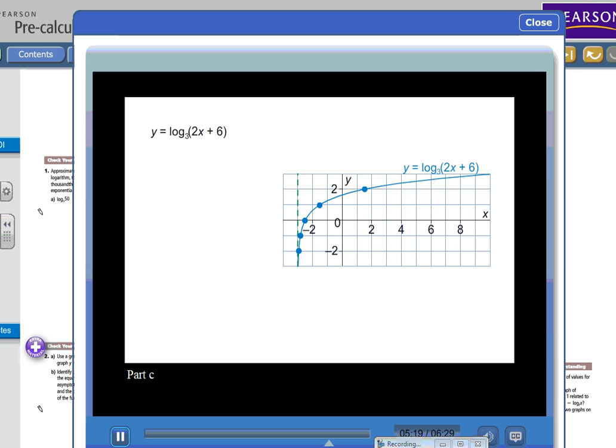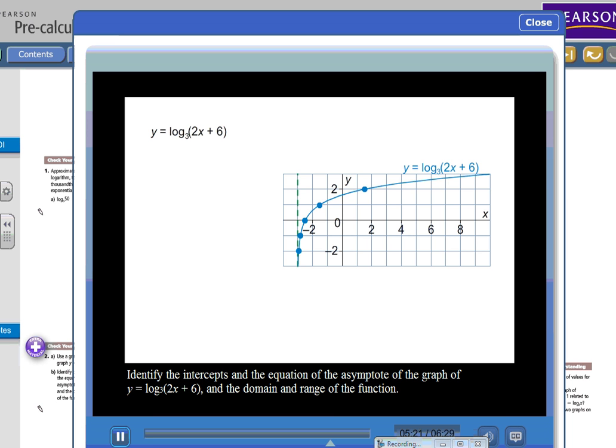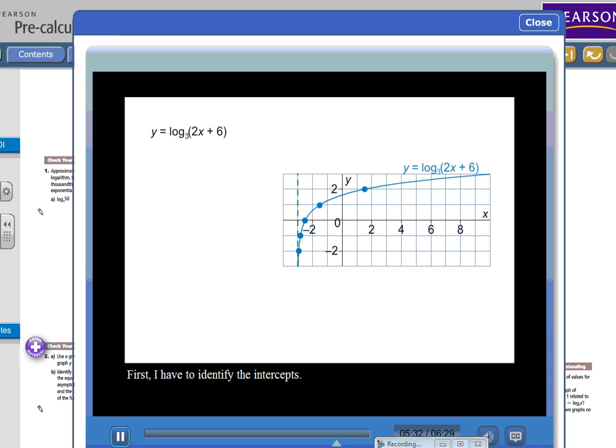Part C. Identify the intercepts and the equation of the asymptote of the graph of y equals log base 3 of 2x plus 6 and the domain and range of the function. First, I have to identify the intercepts. The x-intercept is negative 2.5. To find the y-intercept, I can substitute x equals 0 into the equation. So, y equals log base 3 of 6.